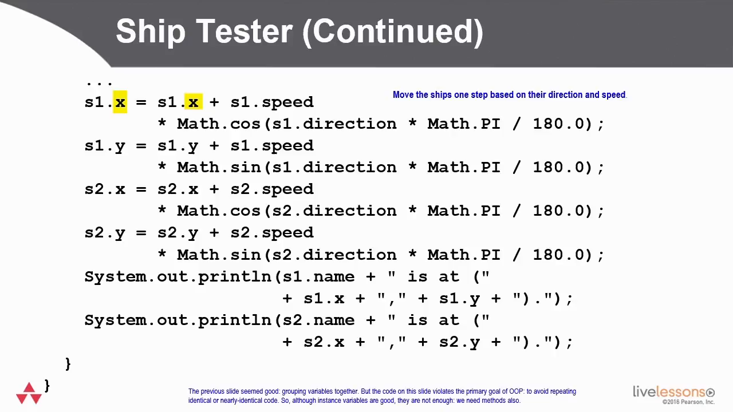But the problem is that I'm repeating myself. The way that I update the x and y position for the first ship is the same way I update the x and y position for the second ship, and I've just repeated all of the code. And the number one main goal of object-oriented programming is avoid needing to repeat identical or nearly identical code. Don't repeat yourself. That's the number one main goal of object-oriented programming, and I've just violated this tremendously. Although instance variables are very useful, this shows that we need something more. We need methods as well, and we'll introduce that in the next section.